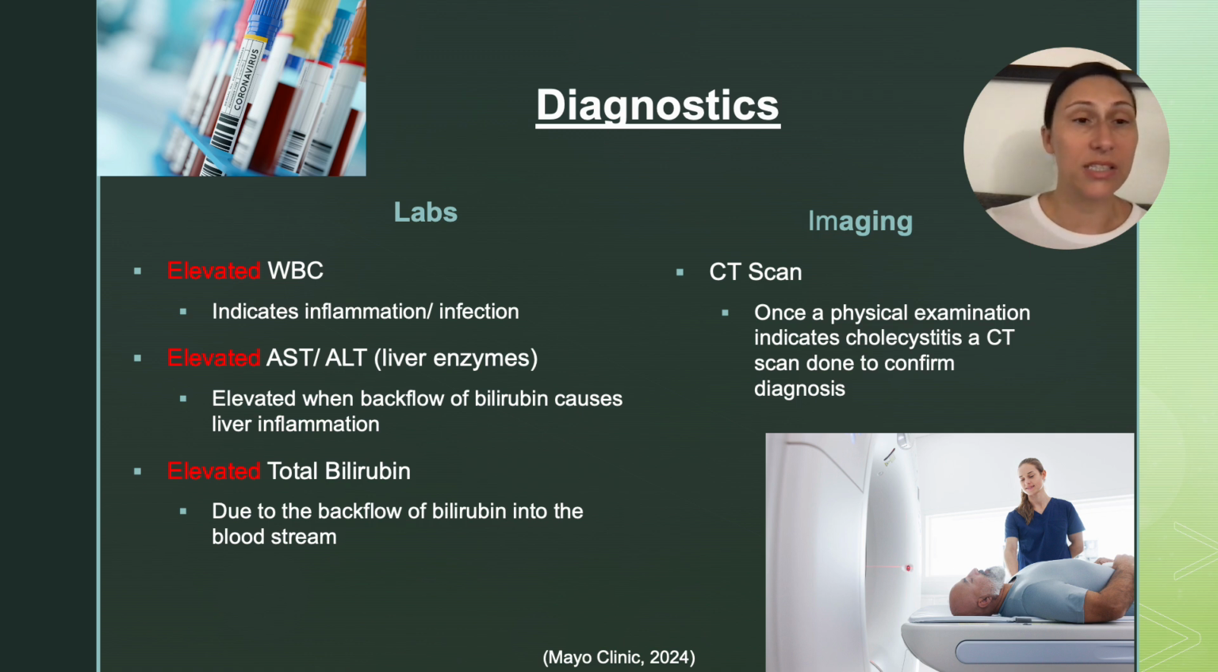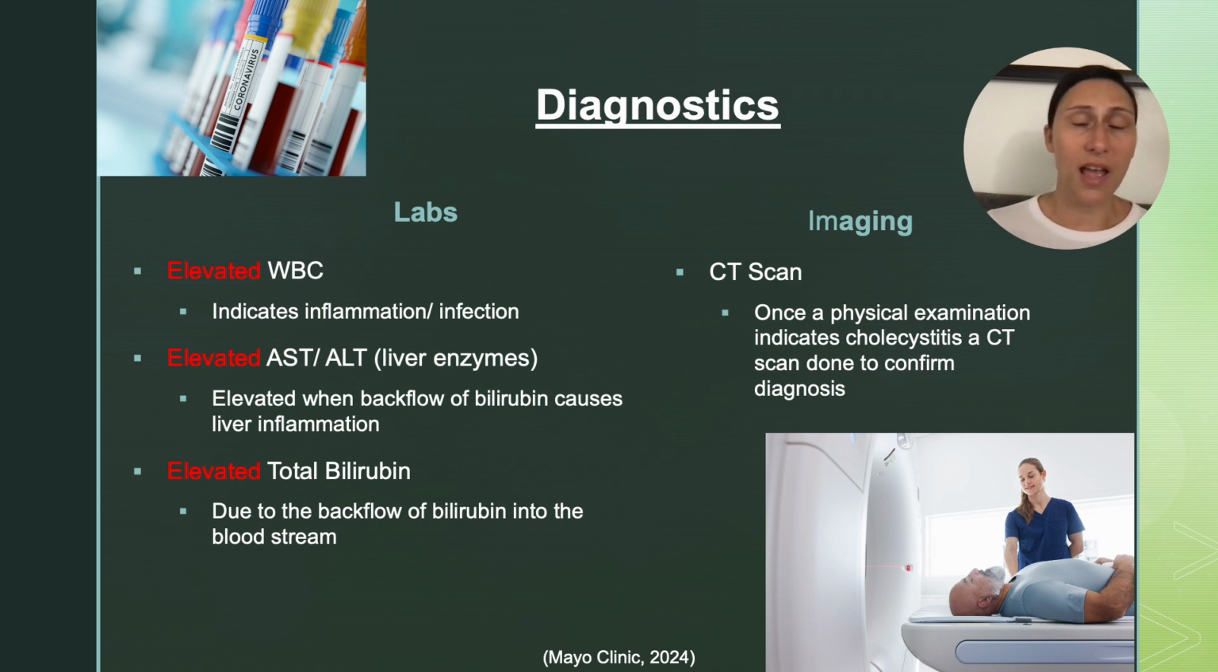And then when we're looking at our CMP, we're going to look at our AST and our ALT, which are our liver enzymes. We're going to be expecting these to be elevated also with cholecystitis. An elevated AST and ALT shows bilirubin being backflowed because the bile can't drain into the gallbladder due to the blockage of that cystic duct by a gallstone. When the bilirubin backs up, it causes liver inflammation and elevates those AST and ALT liver enzymes.